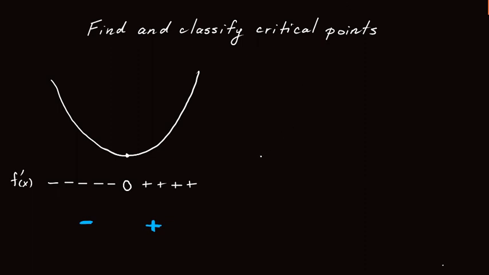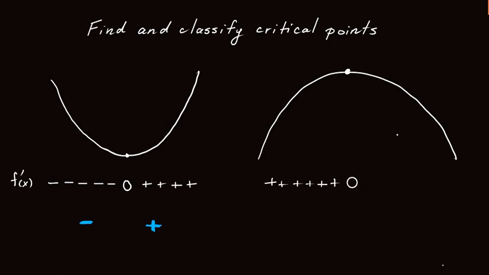Same sort of analysis applies to local maxima. Here's a local maximum. It occurs right here. Before this critical point, the function's increasing, so the derivative is positive. Then it's 0 here, where we have a horizontal tangent line, and then it decreases. Decreasing in terms of the derivative means negative.